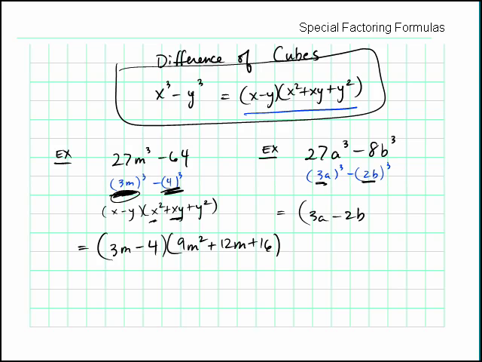times 3a squared, so that's 9a squared, plus x times y, that's going to be 3a times 2b, which is going to be 6ab. And then finally 2b squared, so that'll be 4b squared. And I have it factored yet again. So those are our difference of cubes patterns that we have.